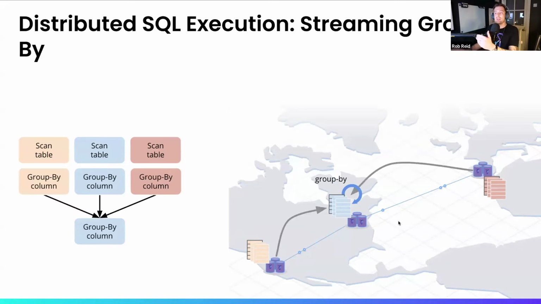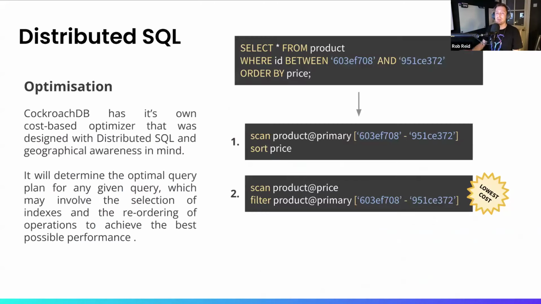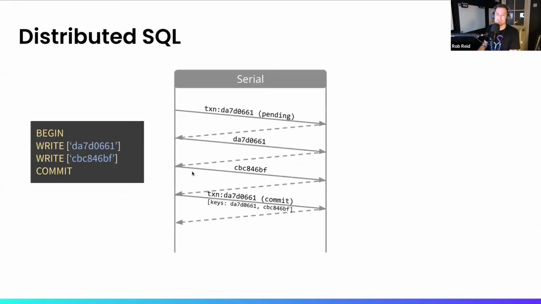And then finally, there's a final aggregation step that's performed with any grouping or aggregations that are required by the gateway node before the data is returned to the caller. So we're sending a smaller amount of data across the cluster, and then yet a smaller amount of data back to the caller. And this goes right back to our cost-based optimizer, which itself is distributed and geographically aware. It will generate a number of different query plans for any given query, and it will execute the one that's deemed to have the lowest estimated cost.